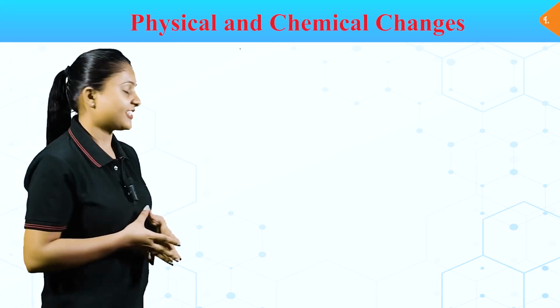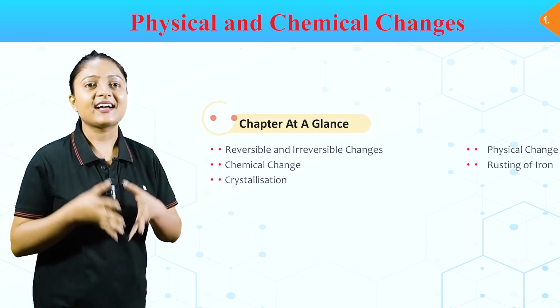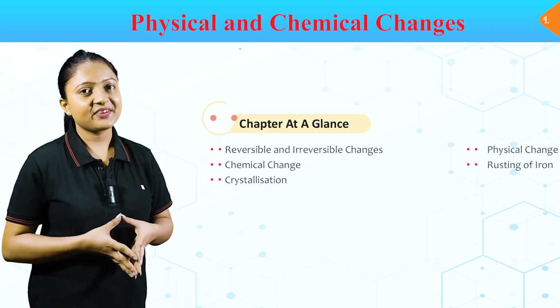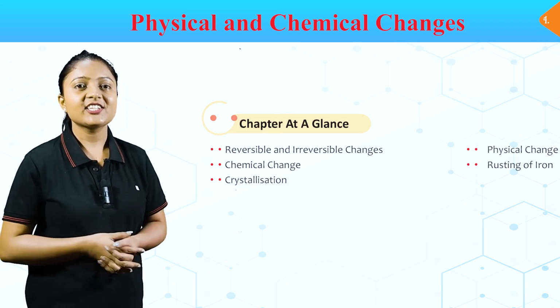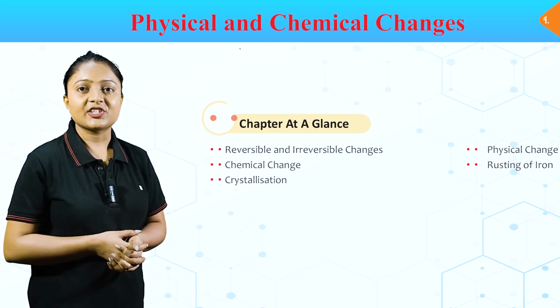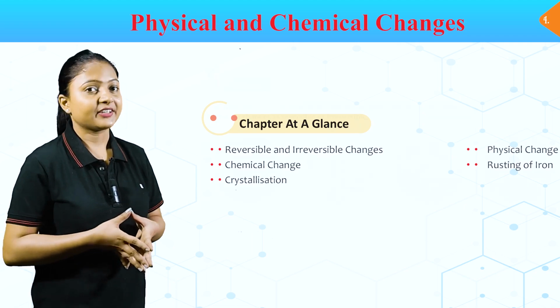Today we are going to start chapter 4 of your science textbook, which is physical and chemical change. Let's have a chapter at a glance. Reversible and irreversible changes, chemical change, crystallization, physical change, rusting of iron.